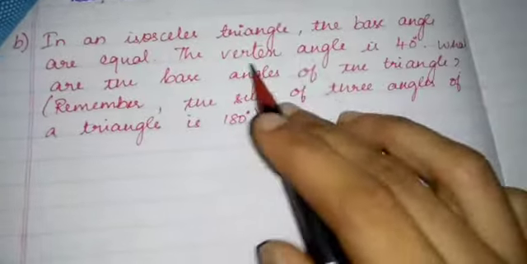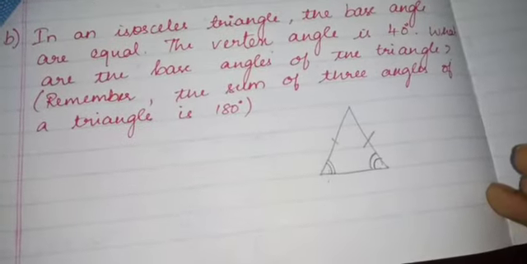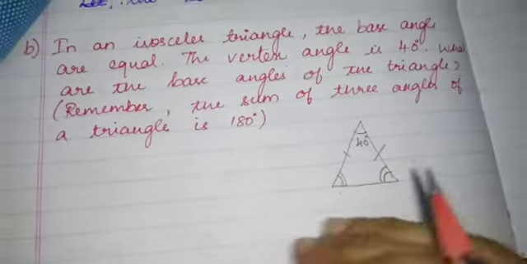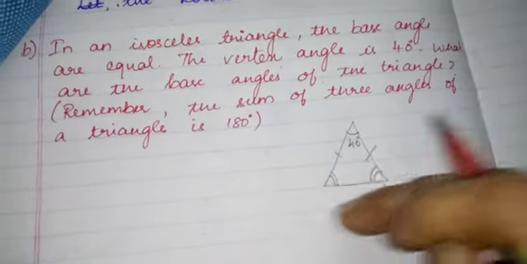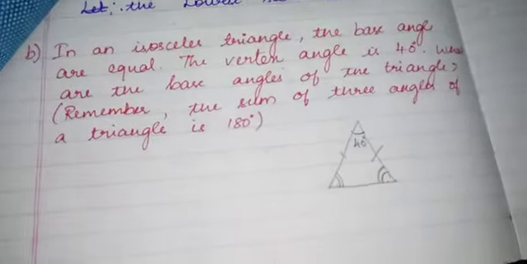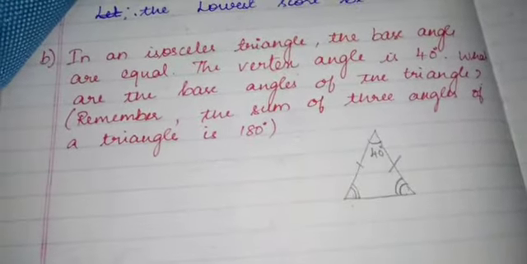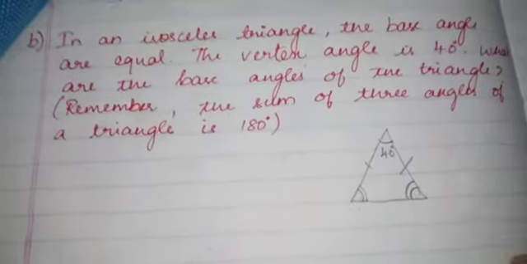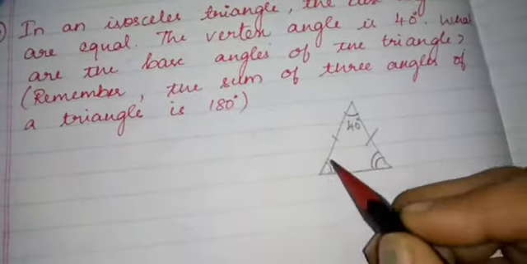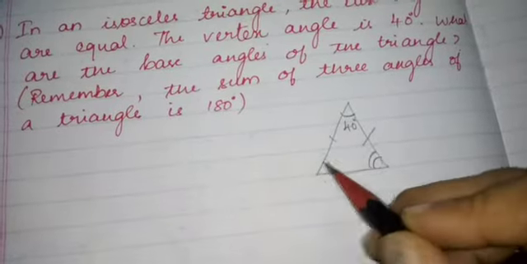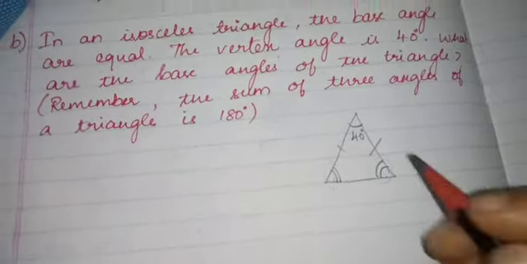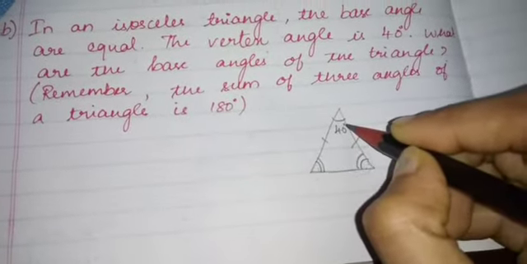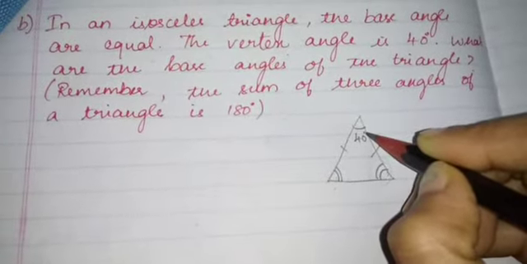The vertex angle is 40 degree. What is your vertex angle? This is your vertex angle. Always, base means the down angles. Base usually means foundation. When you're constructing a home, the base is very important, right? Likewise, the down two angles are the base angles, and these two angles are equal. Next, the vertex angle is the top angle, which is 40 degree.